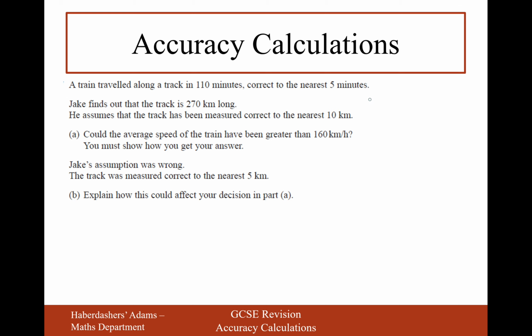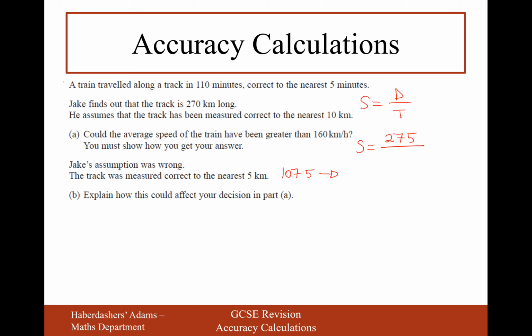So it's going to be speed equals distance divided by time. Now the first thing we'll need to do here is speed equals, now if we want to maximise this speed, we're going to need to do 275 as our upper bound on the distance. But we also need to convert 110 into hours. But before we do that, we'll round it. So it's going to be 107.5. We're looking to divide by as little as possible here.